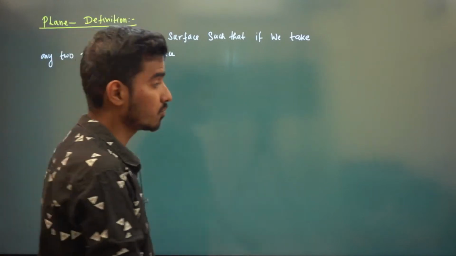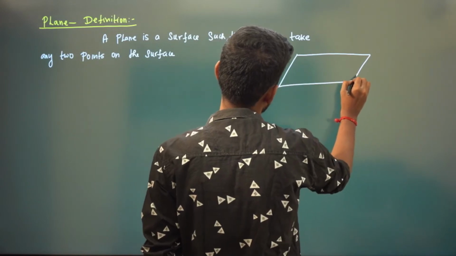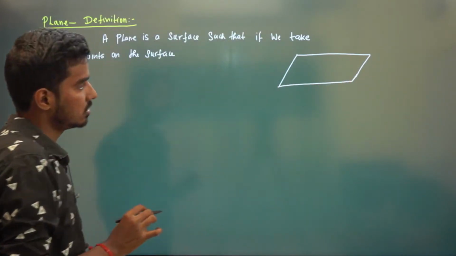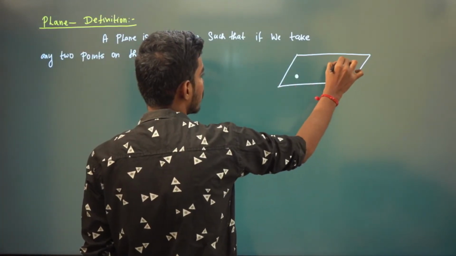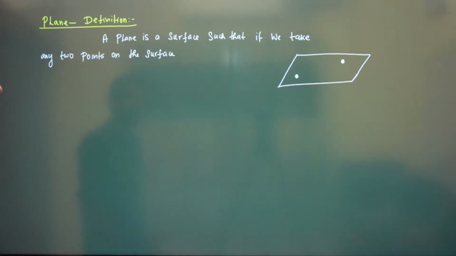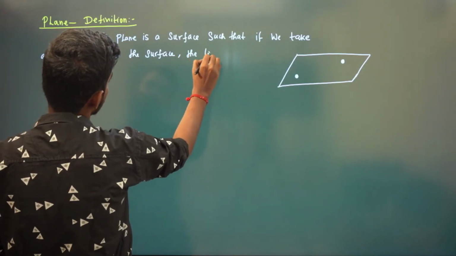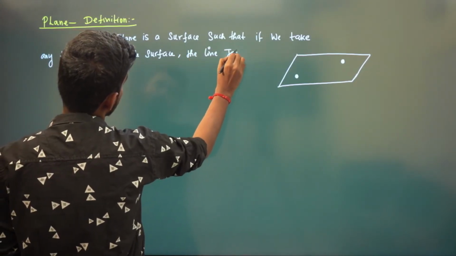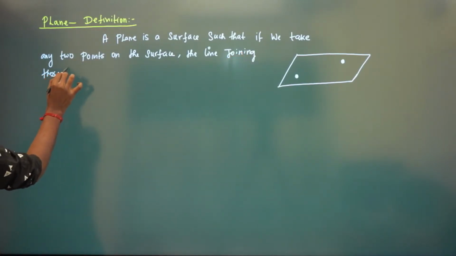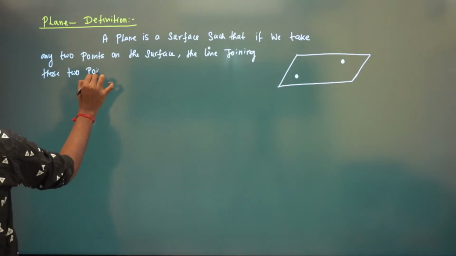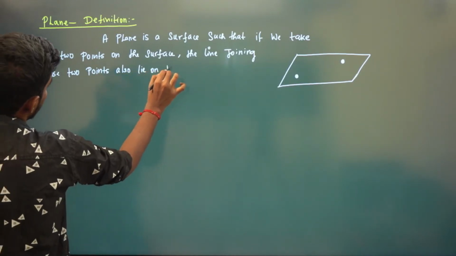So we have a surface. Let us say this is our surface. It is a surface such that if we take any 2 points on the surface, the line joining those 2 points also lie on the surface.